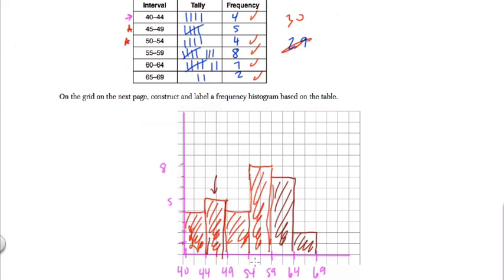So set these intervals up to account for all the numbers that fall into each group.